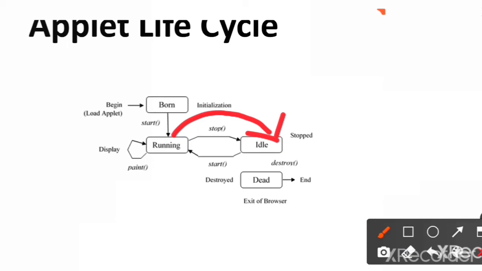So when this is going to happen in reality is, just imagine you are in a web page which contains an applet program, and currently the applet program is in a running state. And suppose you move from the current web page to another web page. Then obviously the web page which contains the applet, currently in an execution mode, will be stopped, and that applet program will move on to the idle state by calling the stop method implicitly.